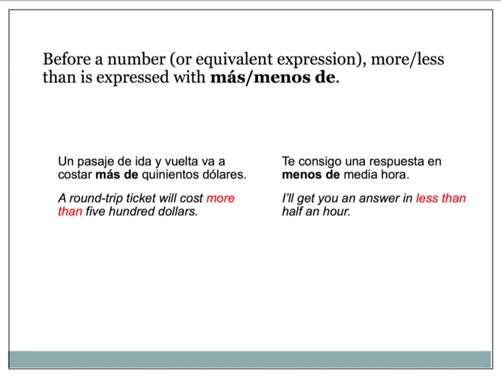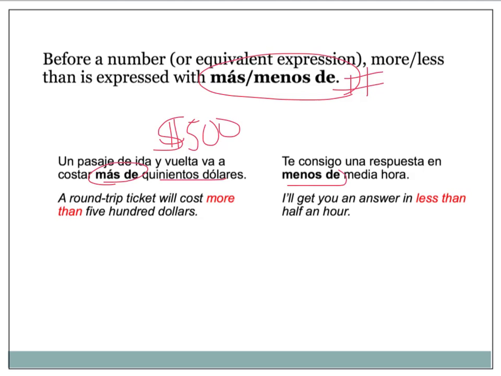Before a number, we use más o menos de. So it's different than saying más o menos que. The only difference is when we follow it up by a number that we use a de. So we'd say un pasaje de ida y vuelta va a costar más de $500. $500 is $500. Te concedo una respuesta en menos de media hora. Media hora is a half hour.